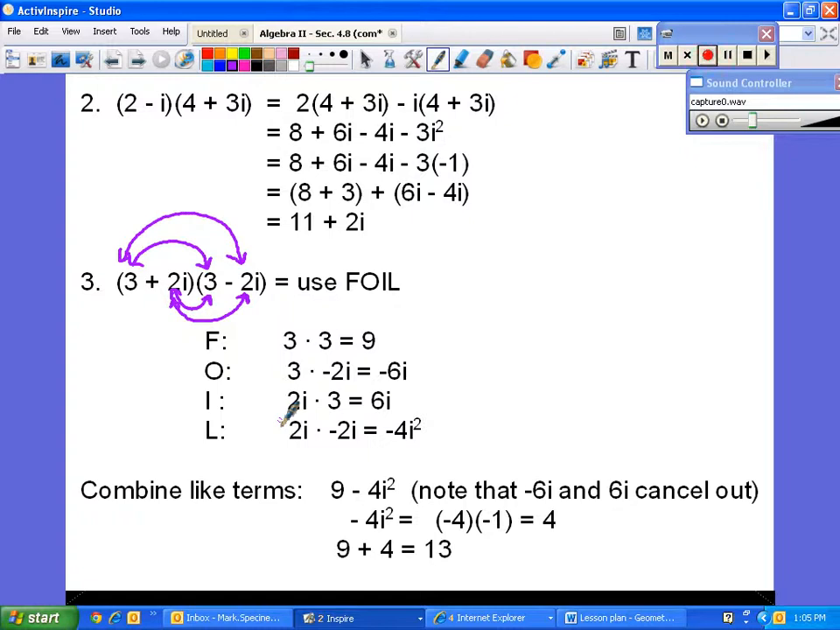The next step is to combine like terms. So I have 9 minus 6i plus 6i minus 4i squared. Well, what happens to my 2 terms in the middle? What happens to negative 6i and positive 6i when I combine them? They cancel out. And that's why I have 9 minus 4i squared over here, because the 6i and the negative 6i cancel out.